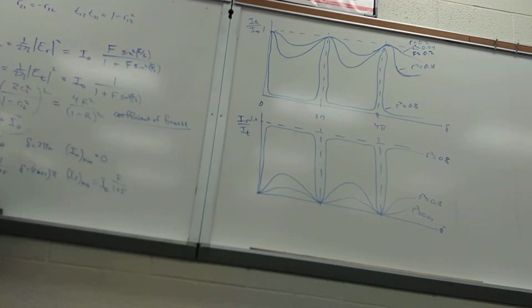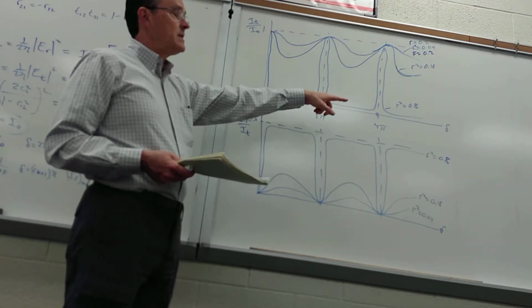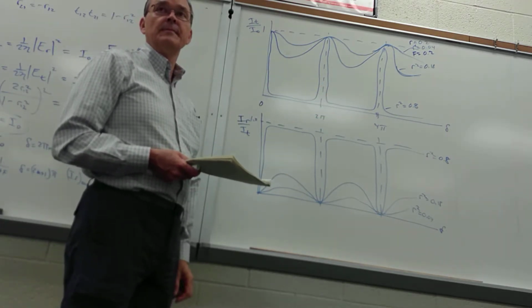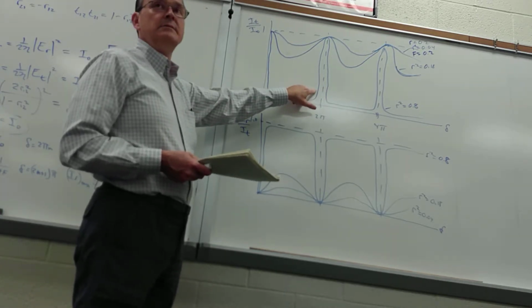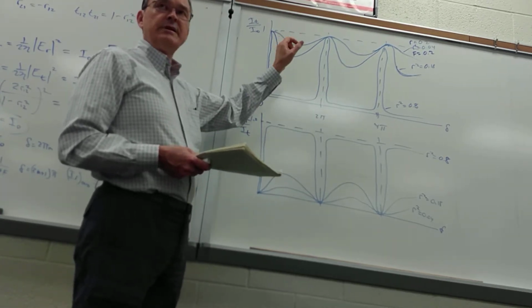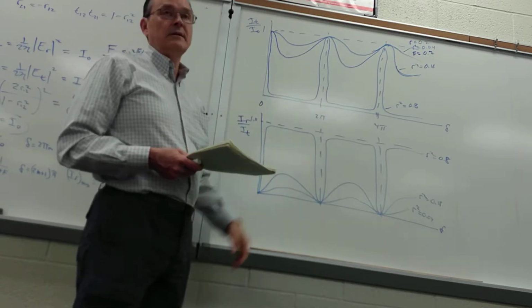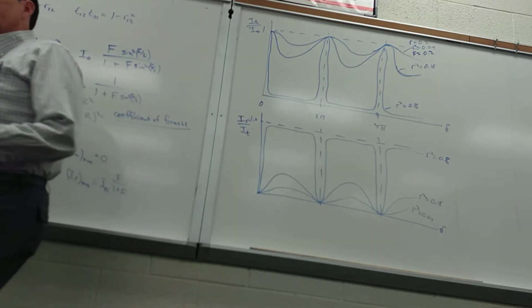So this actually brings us to an important distinction between two-beam interference and multiple beam interference. Two-beam interference always looks sinusoidal in the phase difference. Multiple beam interference always looks really peaky, having narrow, sharp peaks as a function of the relative phase difference.